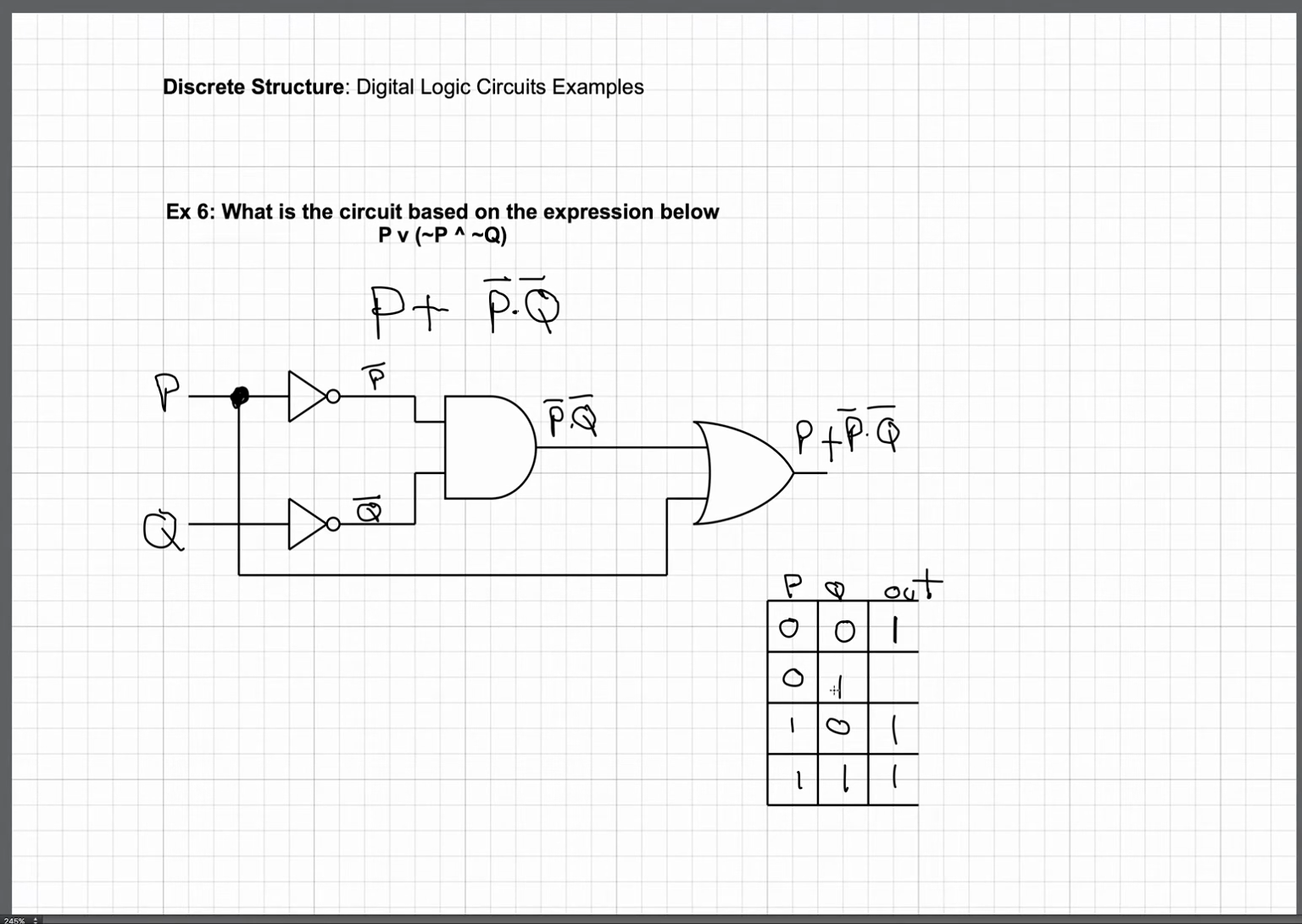Now, this is an interesting case. If Q is 1, then the inversion of that is going to be 0, and 0 and anything is 0. So the output over here is 0. P is 0, so that means 0 or 0 is 0. All right. So this is the truth table for this expression or for this circuit. And what I'm going to do now is design this circuit in the Logic Lab website, and then we'll test it out.